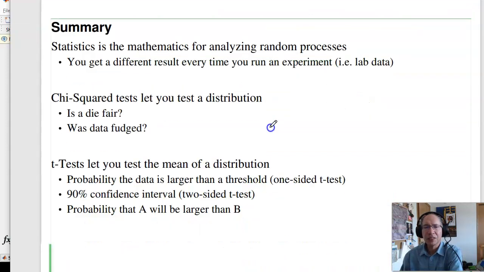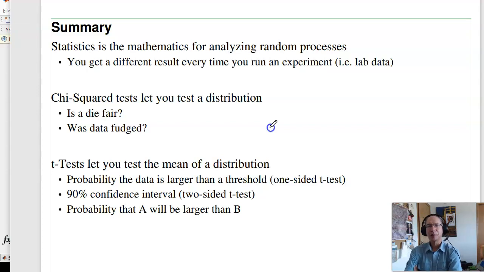So that's just some of the things you learn. There's actually tons and tons and tons of more statistical tests. The t-test is the one you're going to use most of the time, occasionally chi-squared. The chi-squared test tells you, or is the test of a distribution. It can tell you, is a die fair? Is your data fudged? A t-test is the test of the mean. That's the main test you're ever going to use.